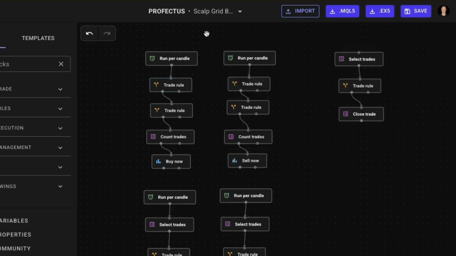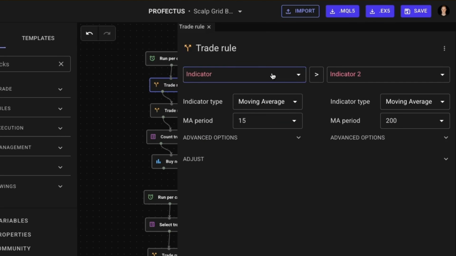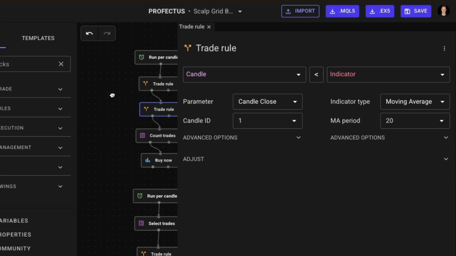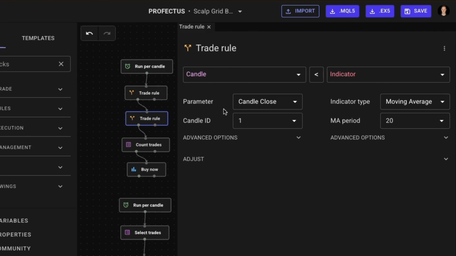If this condition is true, so the fast moving average value is higher than the 200 period moving average, which simply means the fast one is above the slow one, the next block will be checked. It sees whether the last closed candle, that's why candle ID number 1, is lower than the fast moving average based on a period of 20. In simple words, did the last candle close below the moving average? If so, the next block is checked.